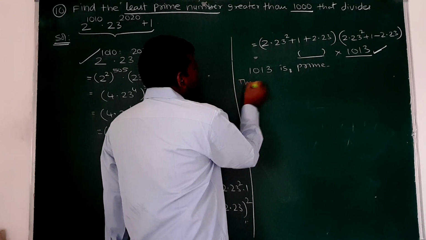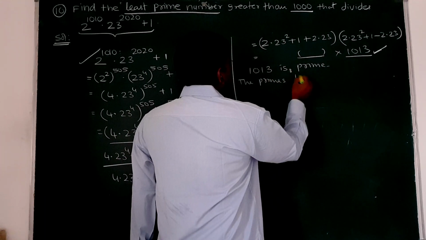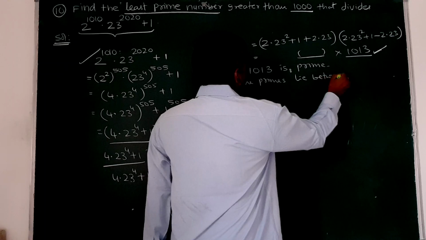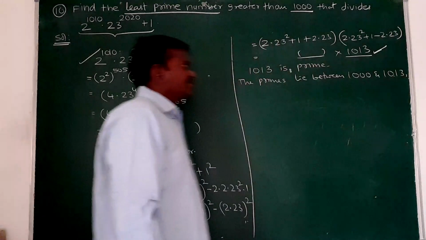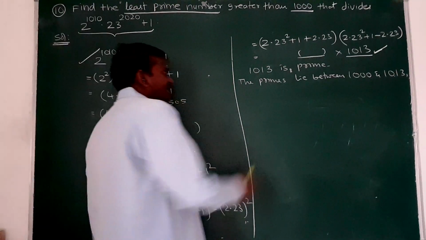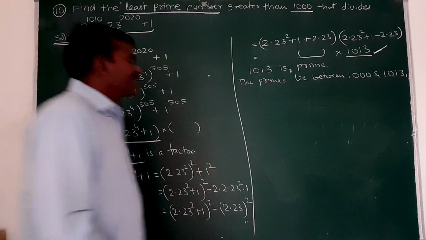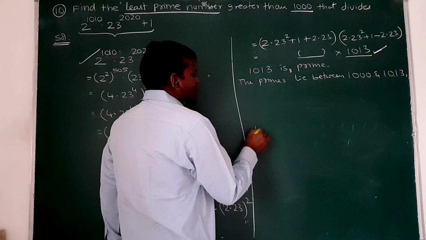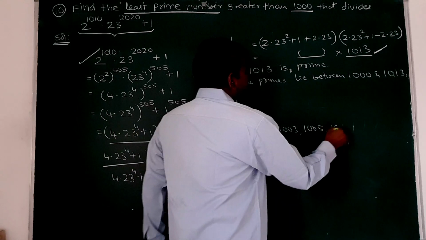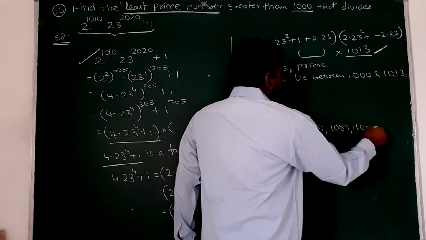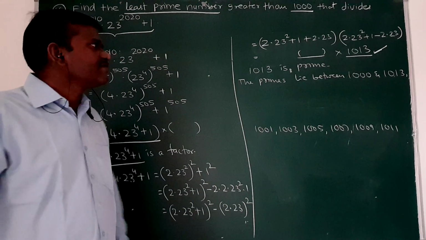So the primes below 1013, the primes that lie between 1000 and 1013 only, I have to check it out. Between 1000 and 1013, is there any other prime number? Then we have to check its divisibility. The odd numbers between 1000 and 1013 are 1001, 1003, 1005, 1007, 1009, 1011.